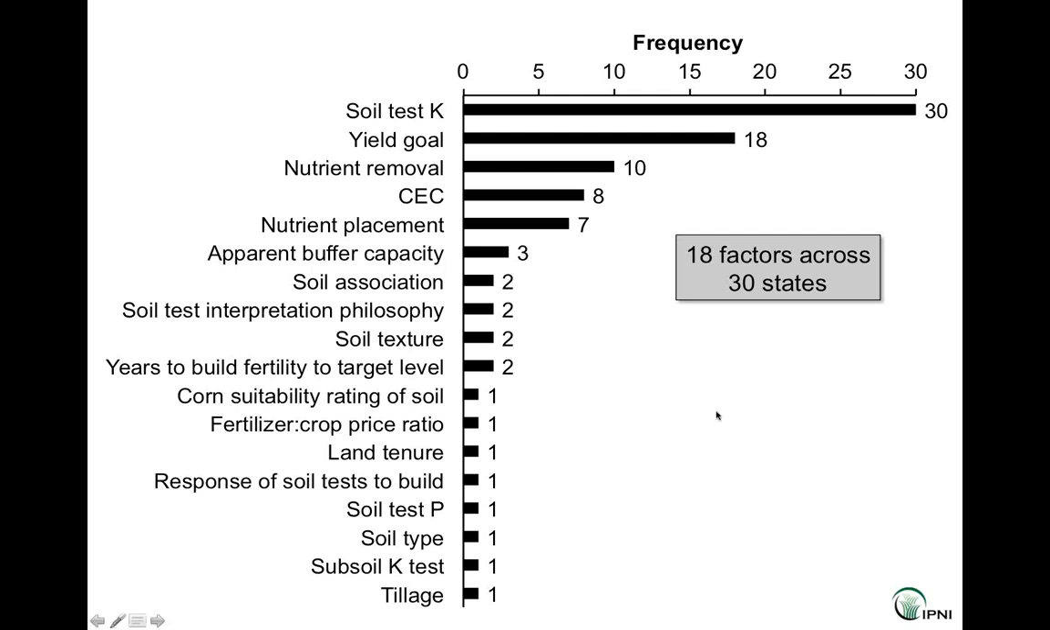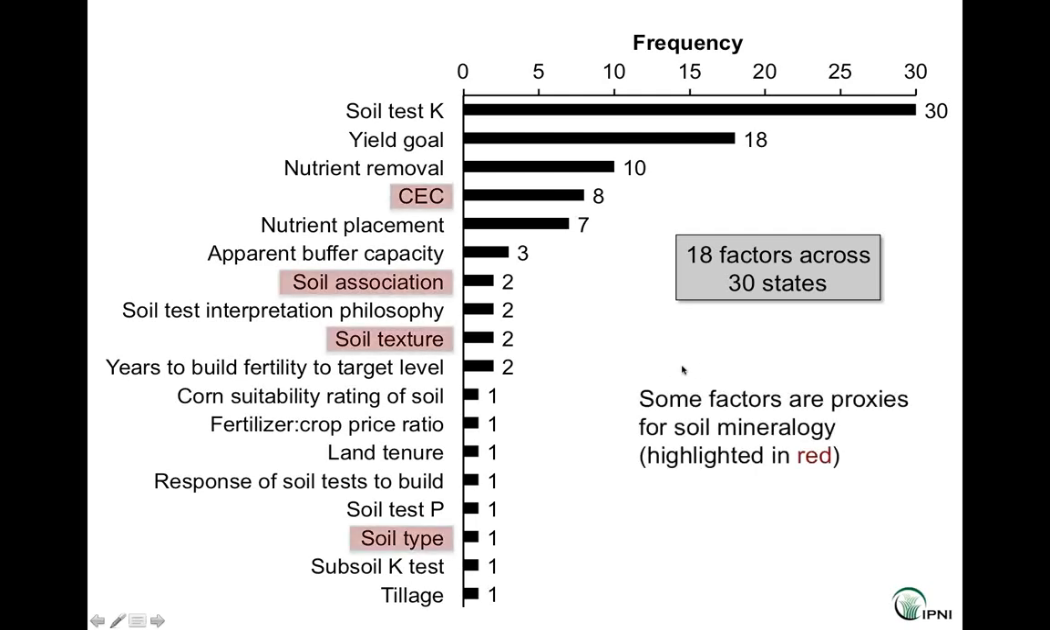And then I want to show a few factors, and I'll highlight these, that are associated with mineralogy. The cation exchange capacity, in some recommendation systems, soil association. This is basically which soils group together in the landscape in various areas. Soil texture was part of that as well in some states, and soil type.